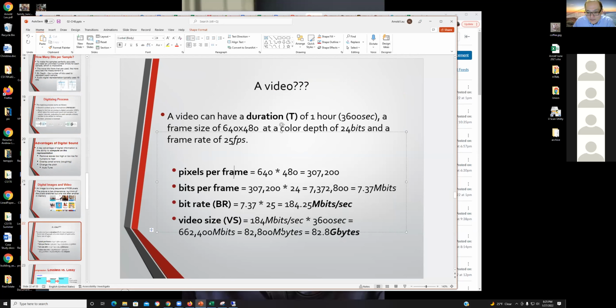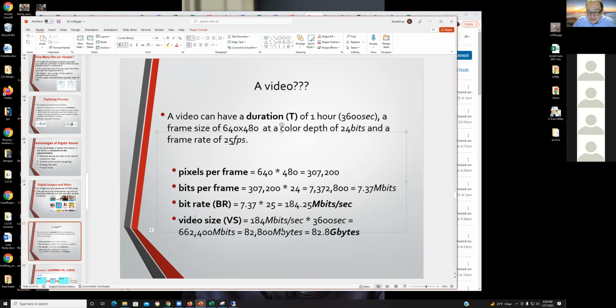And then this will tell you how many bits there are. Remember, there's 24 bits for each pixel. So you take the number of pixels, which is this 307,000, times 24 bits for every pixel. And that tells you how many megabits there are for every single picture or frame within this video, okay?